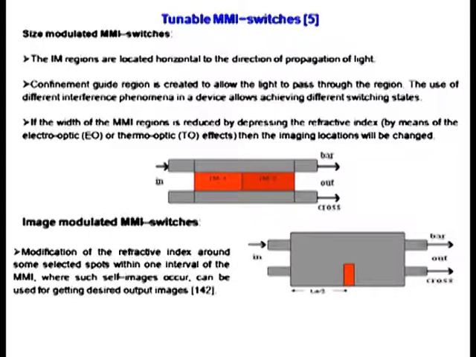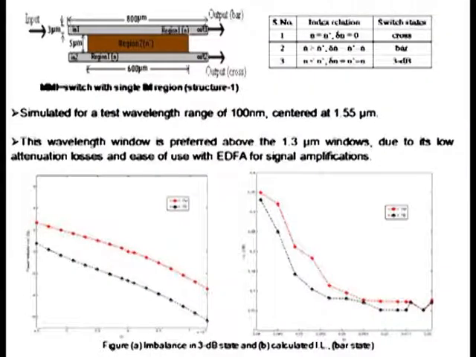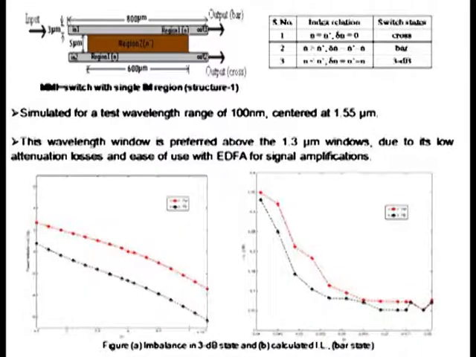In the image modulated switch, we are not changing the refractive index across the entire coupling region, but only at a specific point. Let's say the power comes from here, it divides into two parts, then it recombines over here. But by changing the refractive index, this recombined power can go up to the bar, or it can go up to the cross, just by changing the refractive index at this particular location. And you can see the table which tells about the refractive index relations for different regions, and they have plotted the curve between the insertion loss and the change in the refractive index.